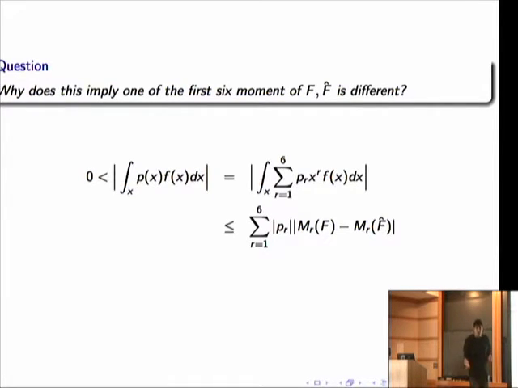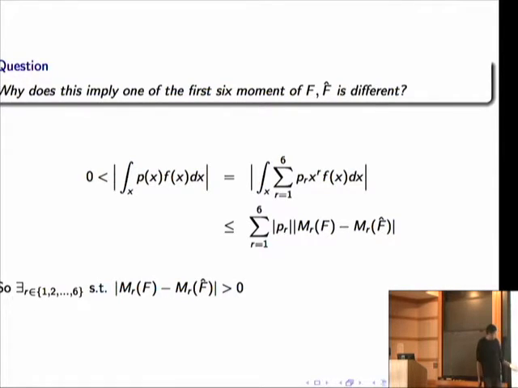Well, the integral of x to the r against the difference in the density functions is the difference in the rth raw moments of the two mixtures of two Gaussians. So in fact, what this means then is that there is some r from 1 to 6, so that these two mixtures of two Gaussians have non-zero difference in their rth raw moment.